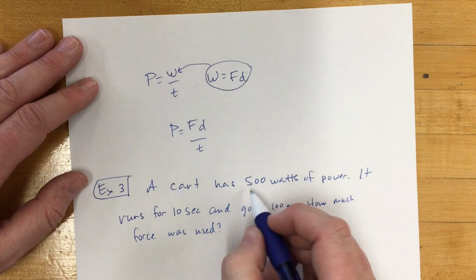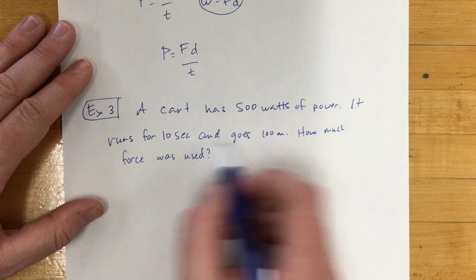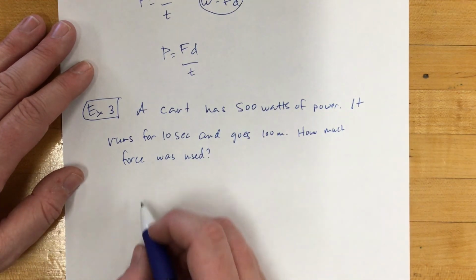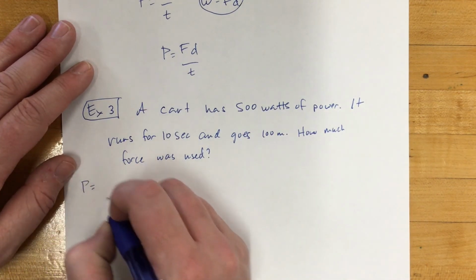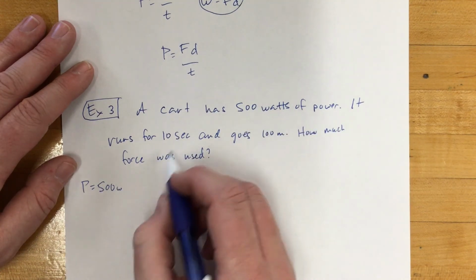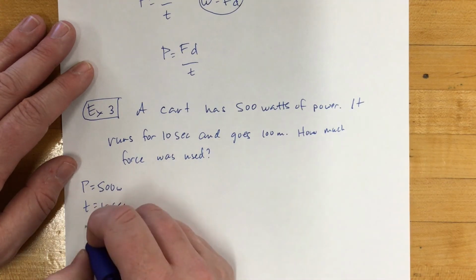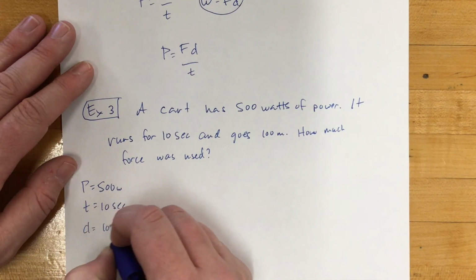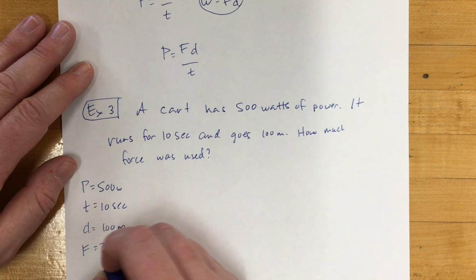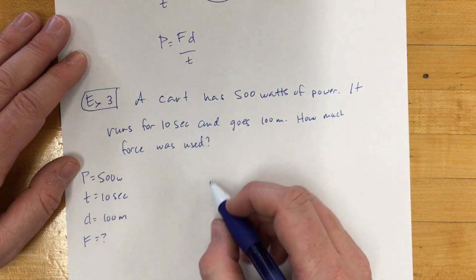So you know that you've got 500 watts of power in your cart. It runs for 10 seconds and it goes 100 meters, and we want to know how much force was used in that situation. So we put our variables over here. Power is 500 watts. We know that our time is 10 seconds, and we know that it goes 100 meters. D equals 100 meters, and we're going to solve for force here. And you could have any of these 3 variables and solve for the 4th one.